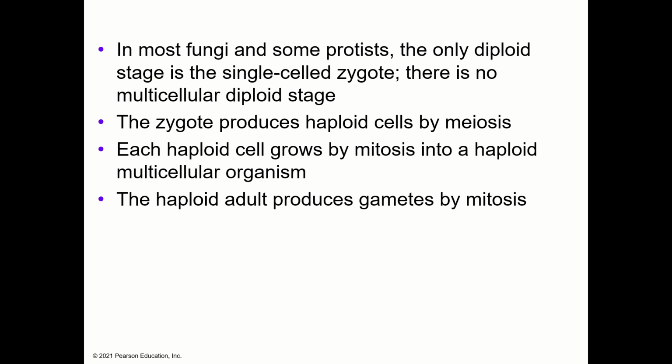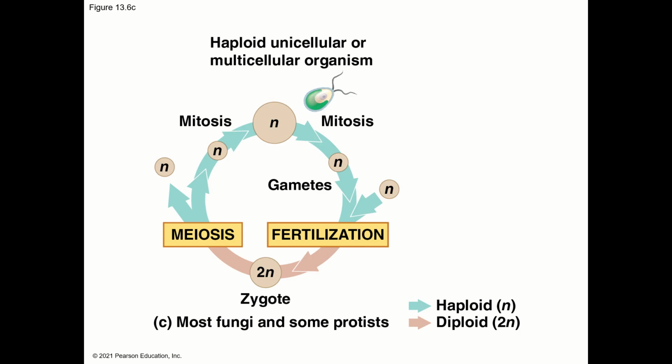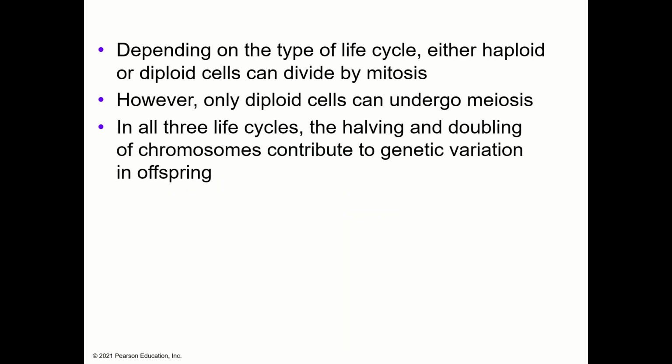In most fungi and some protists, the only diploid stage is the single-celled zygote. There is no multicellular diploid stage. The zygote produces haploid cells by meiosis. Each haploid cell grows by mitosis into a haploid multicellular organism. The haploid adult produces gametes by mitosis, as seen in this graphic here.